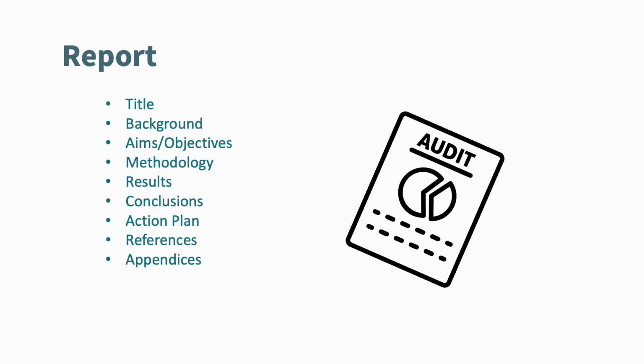So when you're reporting on a clinical audit or any research, it'll pretty much have the same headings. You'll have your title, a background, your aims and objectives, the methodology, the results and the conclusion, an action plan of what you're going to change, and obviously the references and appendices that you're going to have in.